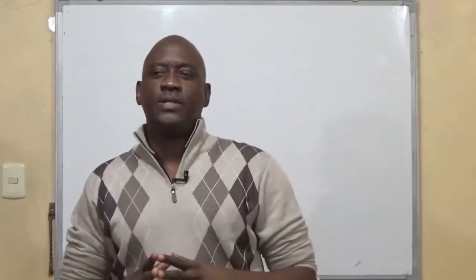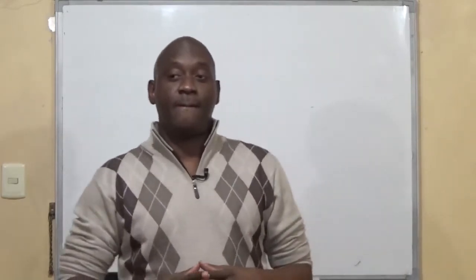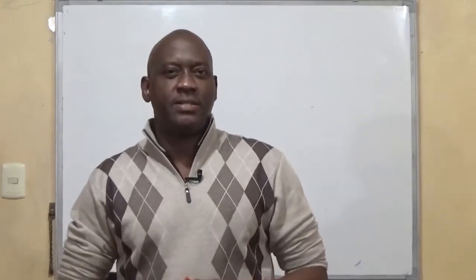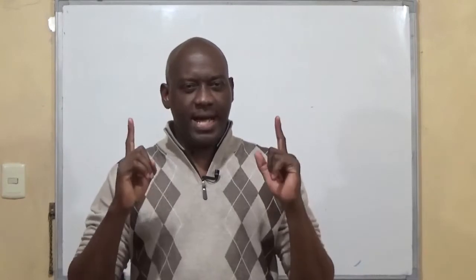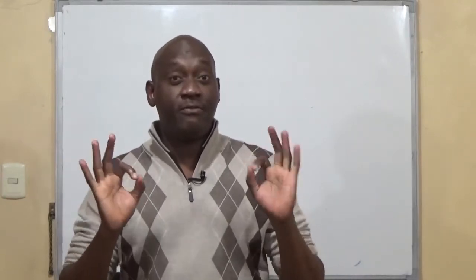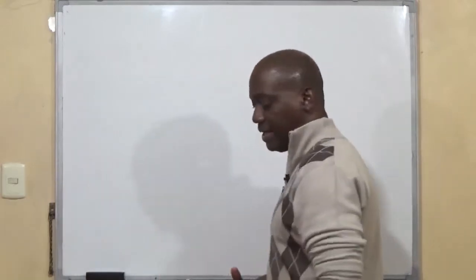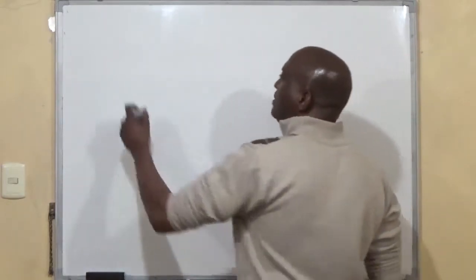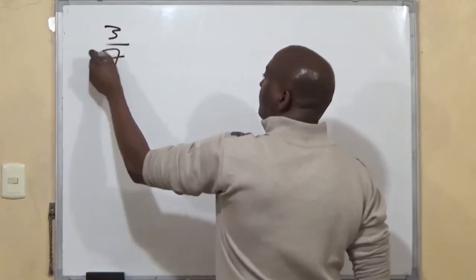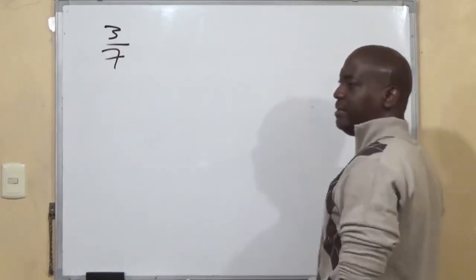How are you going? In this video, I want to treat a topic that I've seen be of interest and concern to a lot of students, and that is the topic of addition and subtraction of fractions. Now, we know what a fraction looks like. We have the numerator and we have the denominator. So we say 3 over 7. 3 is the numerator, 7 is the denominator.